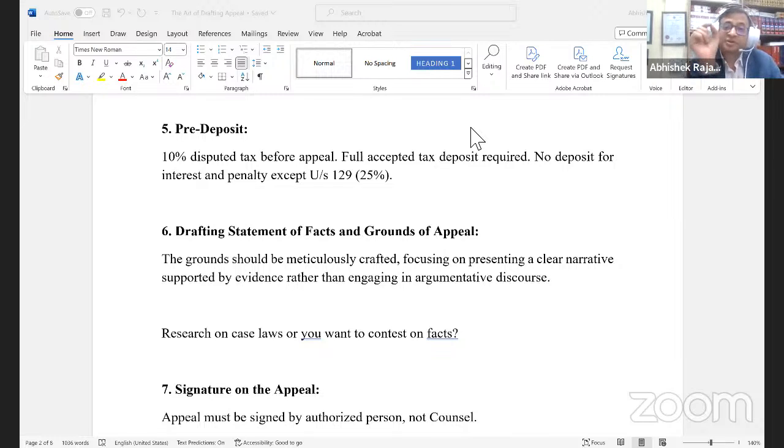But this is missing in faceless assessment. This is still there in GST because it is still not faceless. And this could be a problem in later years. But right now, we should take benefit of it.